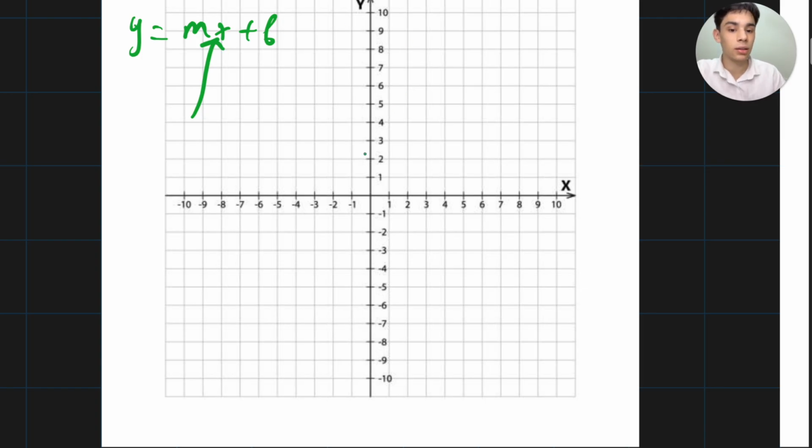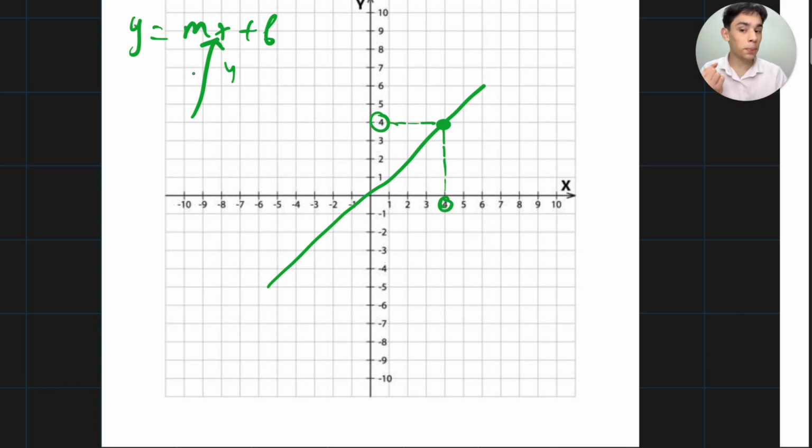Let's take, for example, this is our line, and I want to plug in 4 for x. When I plug in 4, I'm supposed to get, let's calculate it. So this is the coordinate. To the left, y equals 4, and to the bottom, x equals 4. So technically, when I plug in 4 instead of x, I should get 4 for y. This is how equations work. And let me explain what m is and therefore what b is.